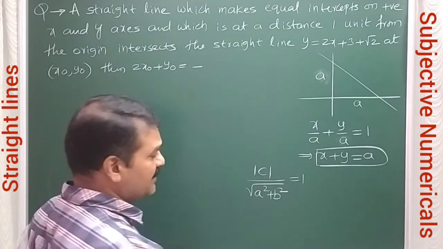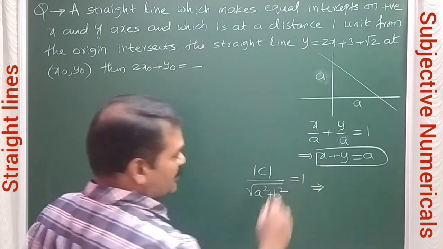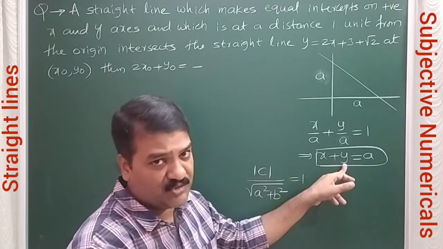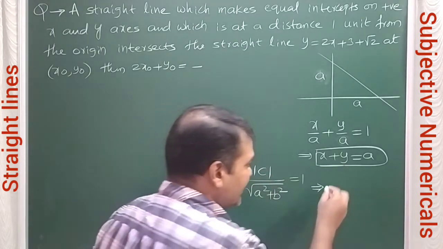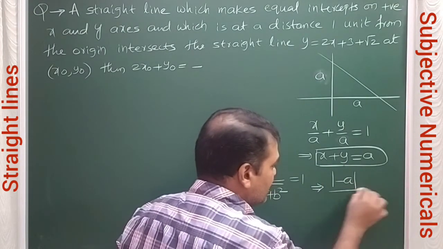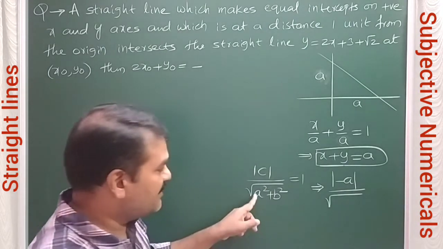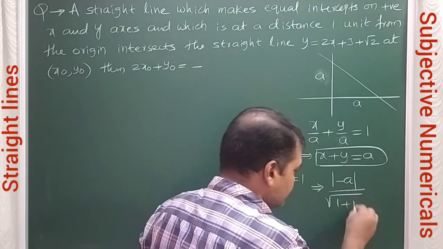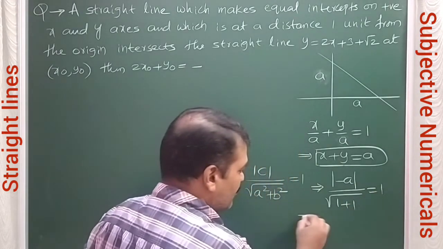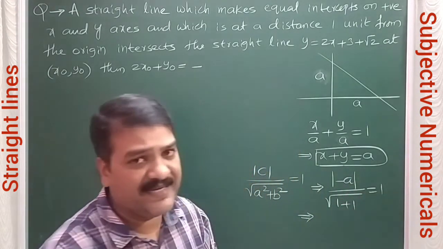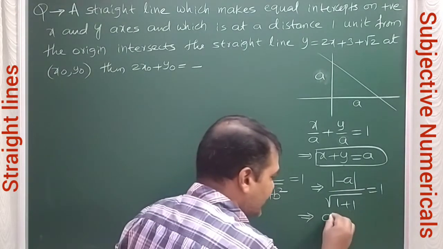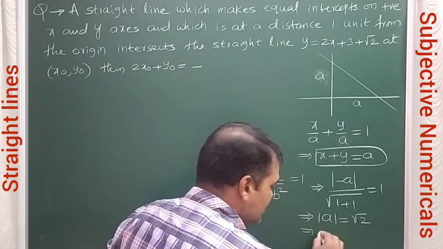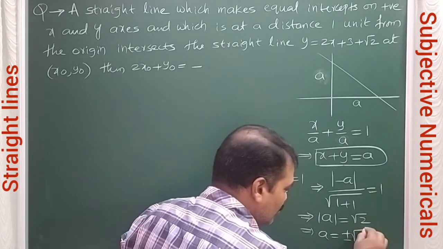Okay, so now for this straight line, we can write x plus y minus a equal to 0. So what is the constant term? Minus a. By under root a square plus b square, what is a? 1. What is b? 1. Okay, so therefore modulus of minus a we can simply write as mod a. So therefore we get mod a is equal to root 2. So a becomes plus or minus root 2.